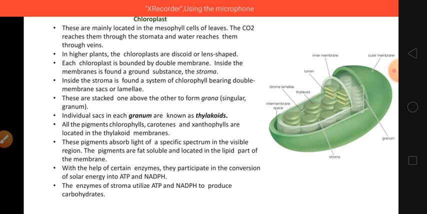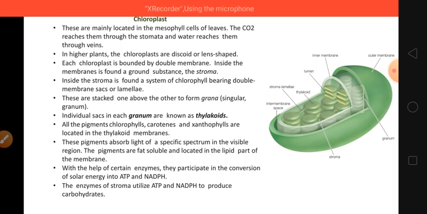Okay? Next, the dark reaction. The dark reaction takes place in the stroma or in the matrix, where the pigment is not present. So for the light reaction to take place, pigment is necessary, and for the dark reaction, there is no requirement of pigment.